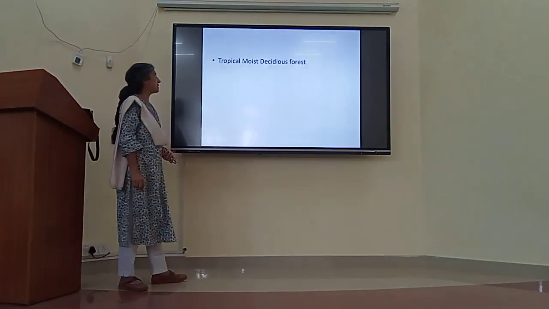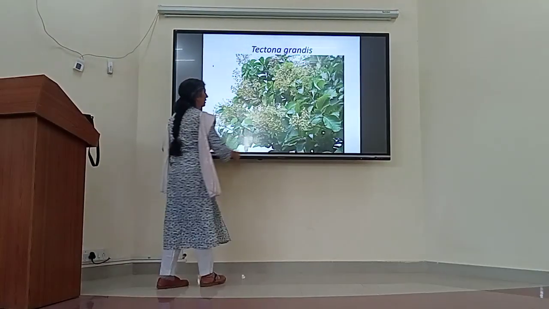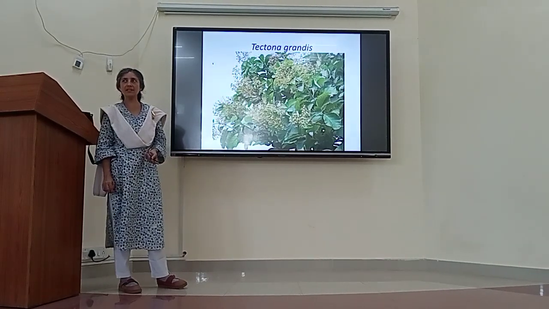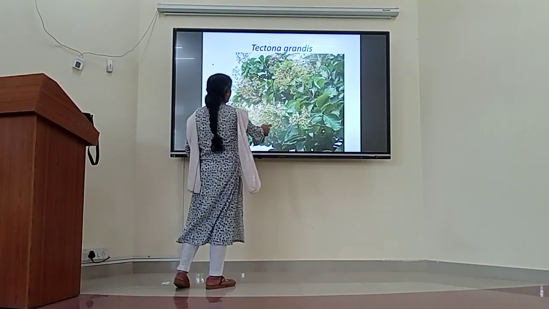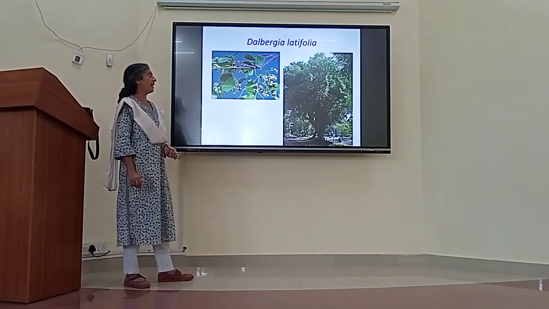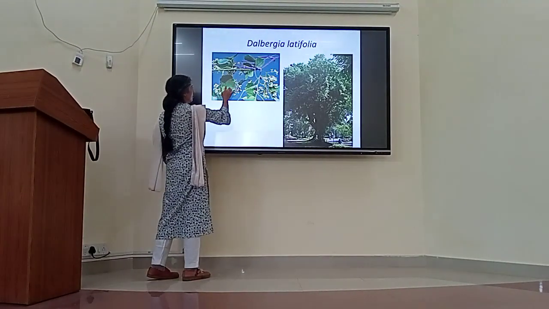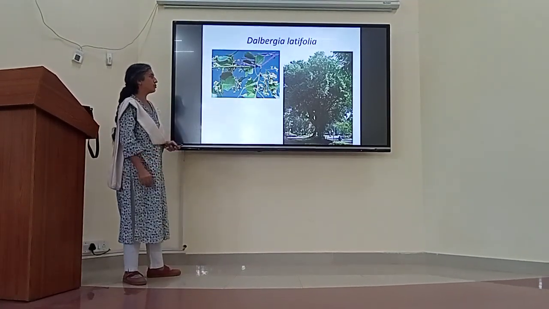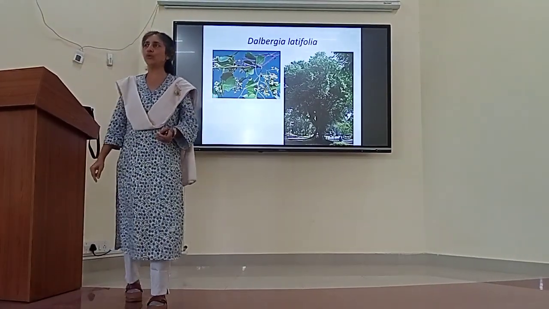Then we come to the tropical moist deciduous forests. In this we have Tectona grandis, which is very commonly called teak, which is important in terms of wood, the main timber I would say. And then we have Dalbergia latifolia. Dalbergia latifolia is your rosewood. You've already seen the shape of the leaves. And you see more of it also in North India. North India also you will see a lot of Dalbergia latifolia.